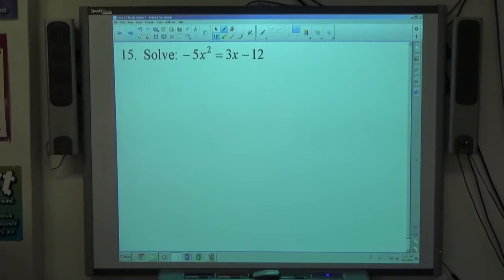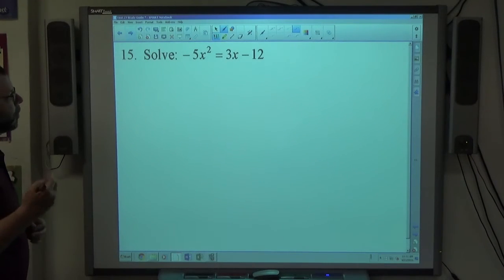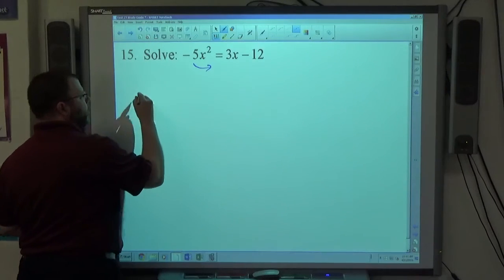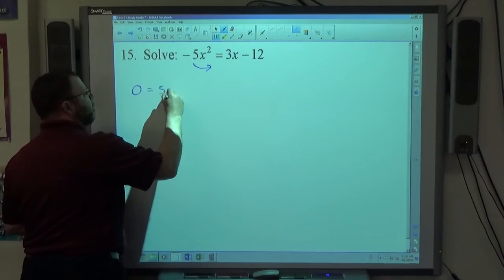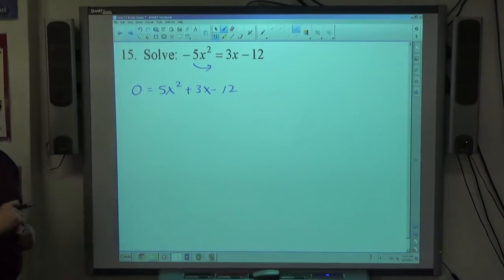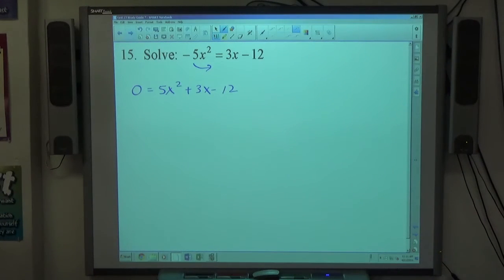Number 15, solve. This is one of our quadratic equations that we just recently done that is factorable. So if I like x squared positive, so I'm going to move the 5x squared over. So I'm going to get 0 equals 5x squared plus 3x minus 12. Now first off, the quadratic formula still works. If you want to use the quadratic formula, I'm not going to stop you.